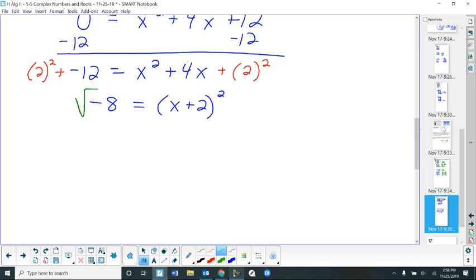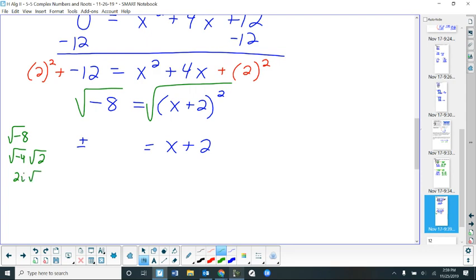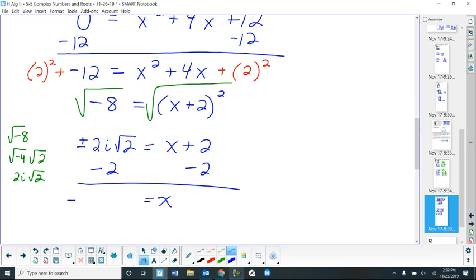Now I'm going to take the square root of each side. When I do, I get x plus 2 equals plus or minus the square root of negative 8. Remember, I'm going to think of this as negative 4 and 2, so that's 2i square root of 2. So that's how I get plus or minus 2i square root of 2. And now I subtract 2. And we're going to put that 2 first, that negative 2, plus or minus 2i square root of 2. Lots of 2's in that answer.